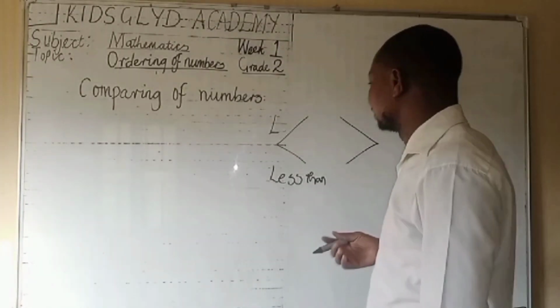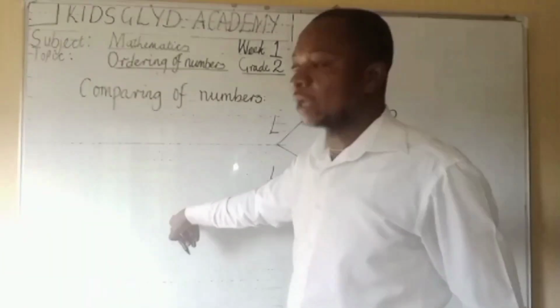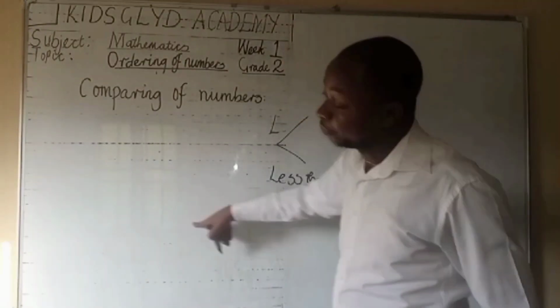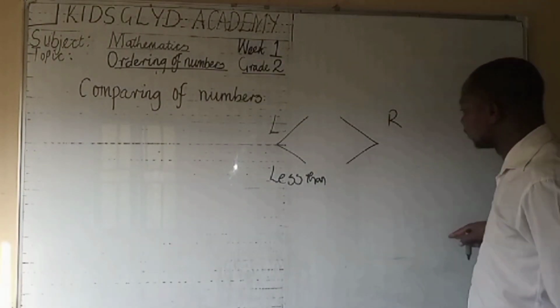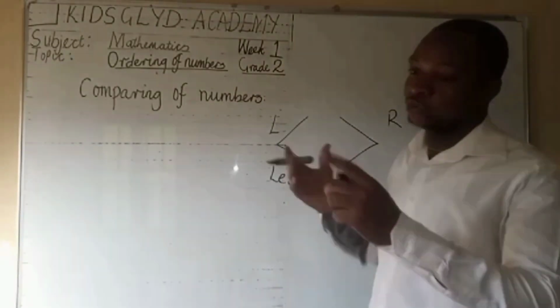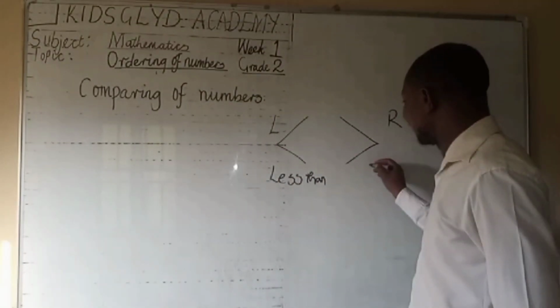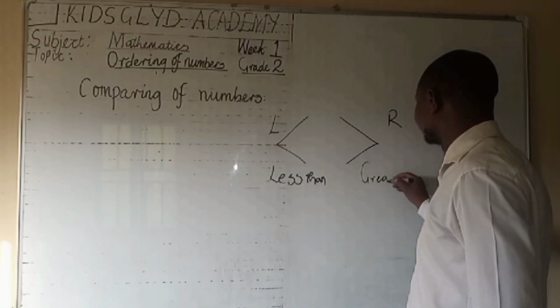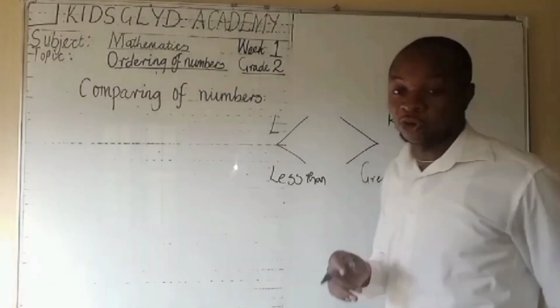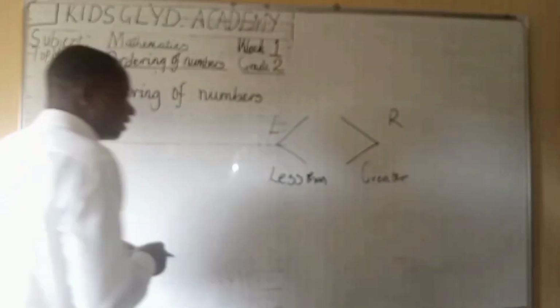Myself, I told the person that on this side, you are saying that I'm bigger than you, and on this side, you are saying you're bigger than me. That means you said we are age mates. So this side is greater than. This is a sign we use to order numbers. We are coming back to this.